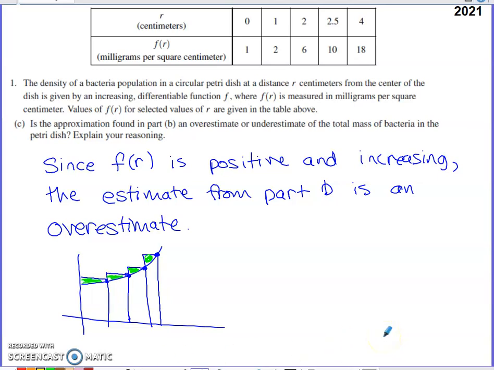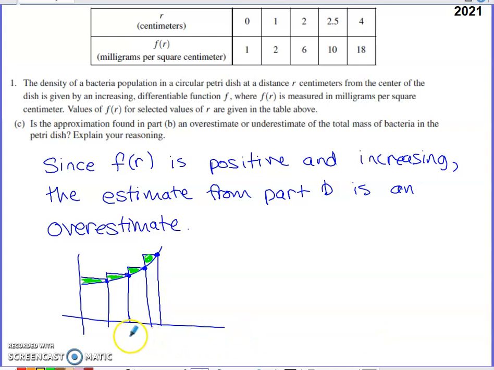Part C, are we looking at an overestimate or an underestimate from that work that we did back in Part B? Well, they tell us that the function f is increasing. Clearly the values of f that we see are positive. So since f of r is positive and increasing, we're looking at an overestimate, right?